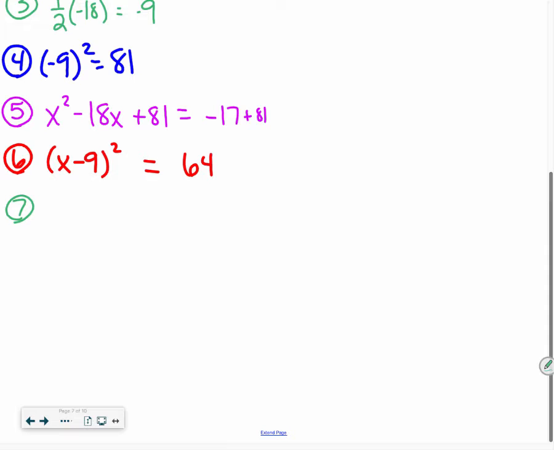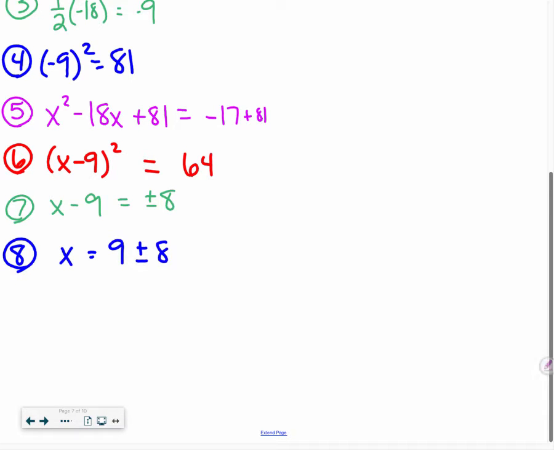After that, I can take the square root of both sides. So I'm left with x minus 9 equals plus or minus the square root of 64, which is 8. So instead of writing the square root of 64, I'm going to put 8. And then I have to get x by itself, so I'm going to add 9 to both sides. So I have 9 plus or minus 8.